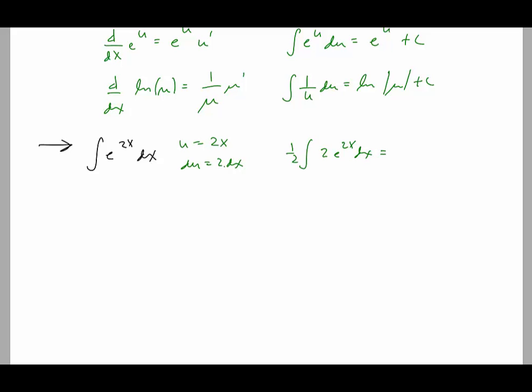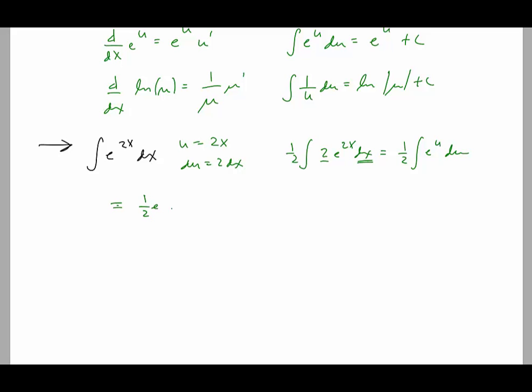Now the reason I need a 2 on the inside is I need a 2 dx, and that's right here. And then of course I have to multiply by a 1/2 on the outside because I can't arbitrarily just multiply a function by a 1/2. I have to multiply it by 1, the multiplicative identity, and 1/2 of 2 is 1. So this rewrites into 1/2 the integral of e to the u du.